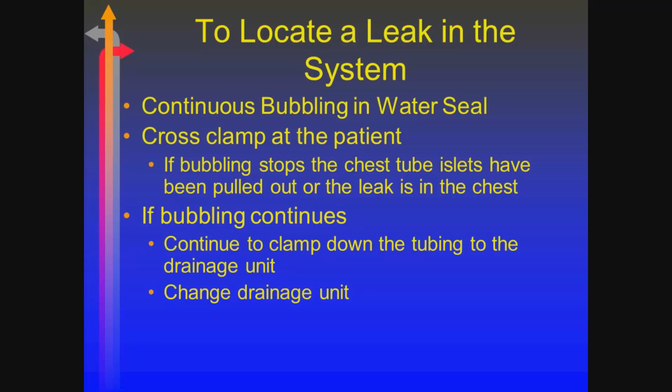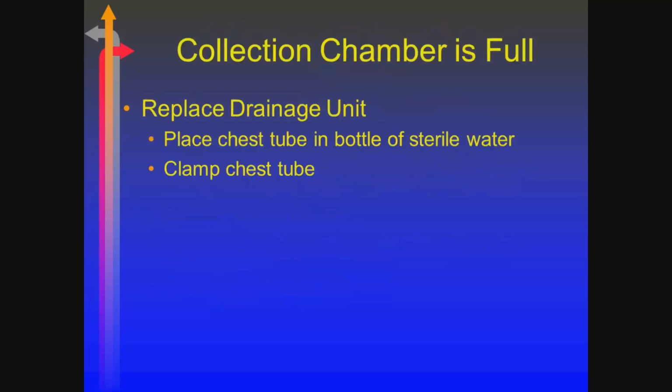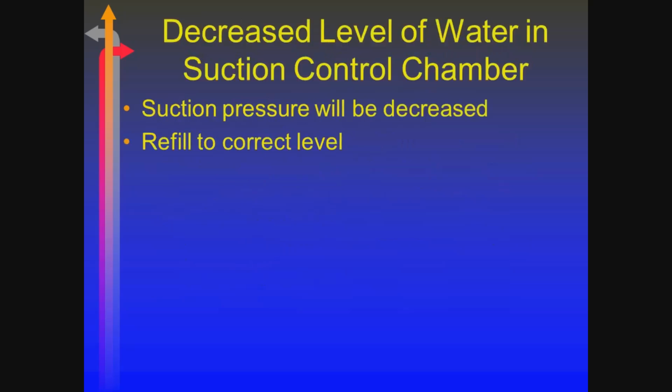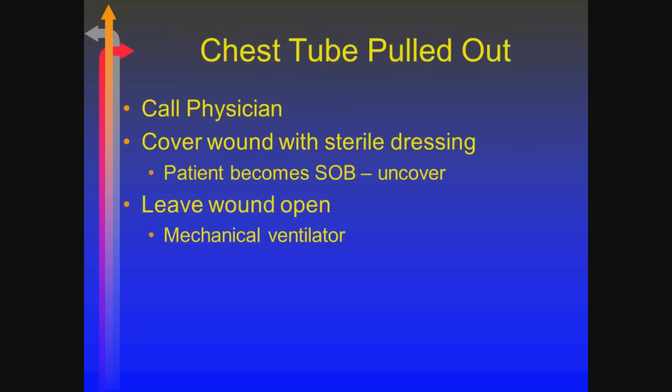One indication for clamping it is to verify that the leak is in the chest and not inside the tubing itself, and it could be the drainage unit also. Replacing the drainage unit obviously is going to require the clamping to occur. Low levels of water will limit the amount of suction that is applied, so you need to replenish that within the suction chamber to get to the correct level so that you're at the spot that you want to be.